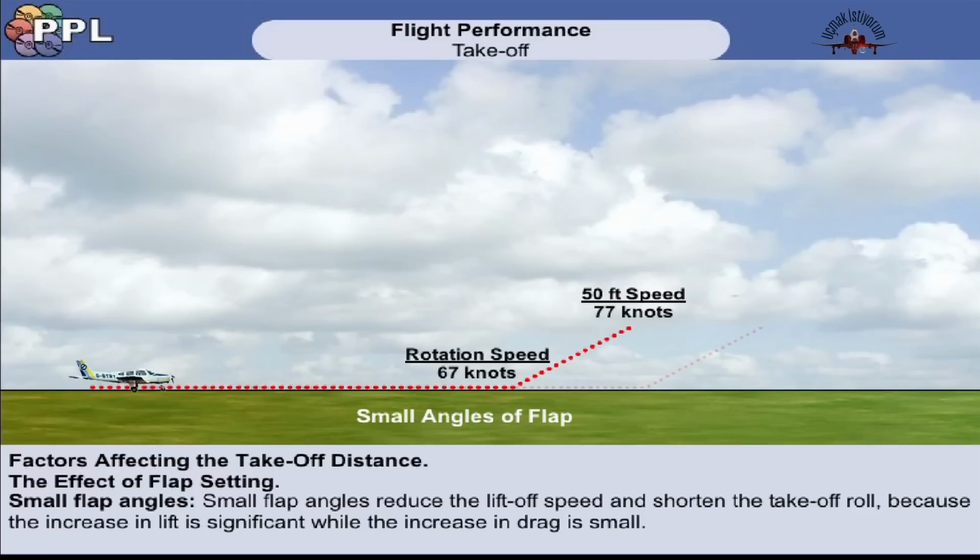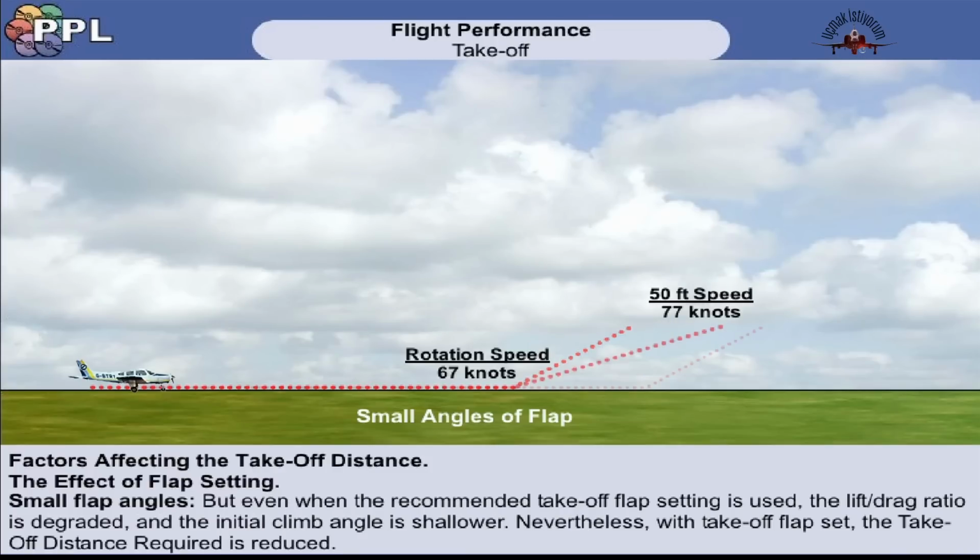However, with some flaps selected, more lift will be generated and the aircraft will get airborne at a slower speed. This can be as much as 10 knots less than without any flaps. However, with flaps, a small penalty is paid in the fact that the initial climb angle is shallower. Nevertheless, the overall effect is that the takeoff distance reduces.